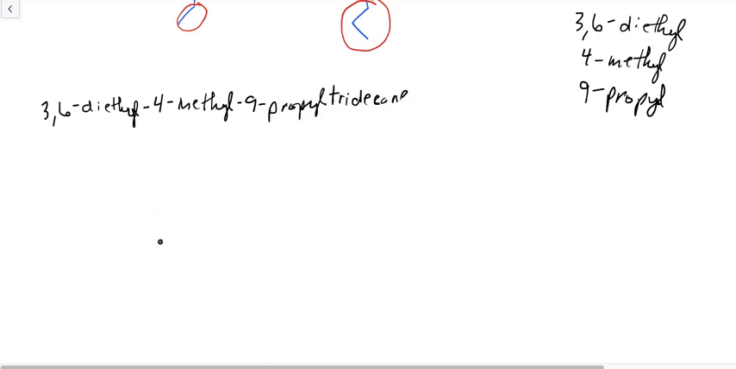We've got 1, 2, 3, 4, 5, 6, 7, 8, 9, 10, 11, 12, 13. So we had 1, 2, we had an ethyl on 3. 1, 2, 3, 4. We had a methyl, right? And then there was 4, 5, 6. We also had an ethyl. 7, 8, and then 9. There was a propyl. So that was 1, 2, 3.